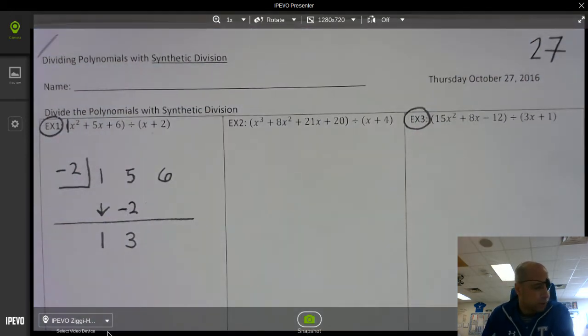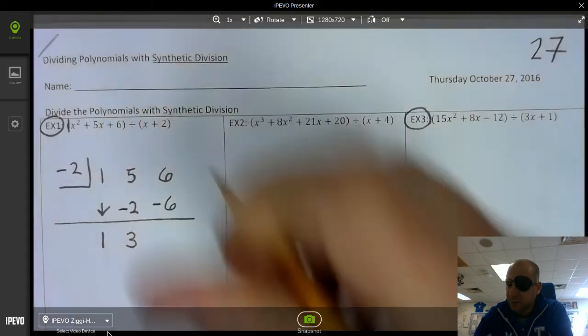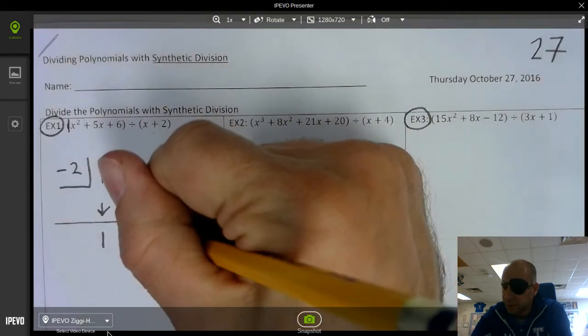Now we're going to repeat step 2 until we've completed all the additions. So then negative 2 times 3 is a negative 6. So 6 minus 6 is 0.